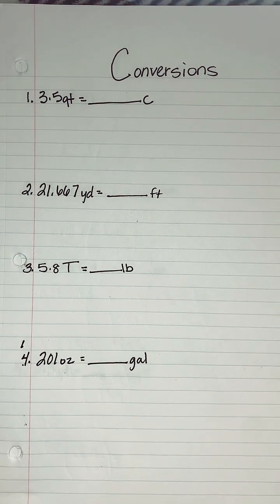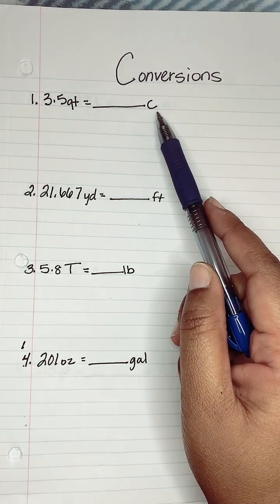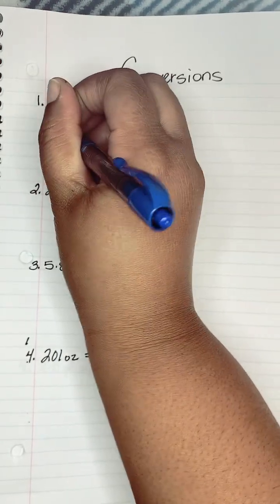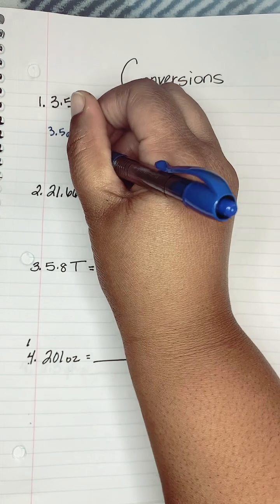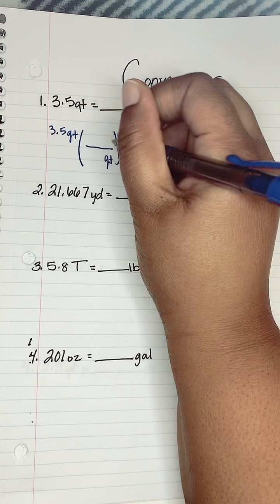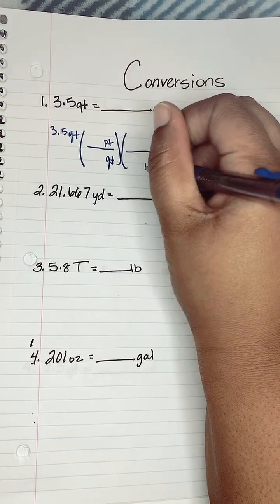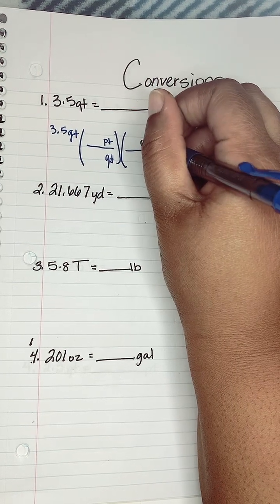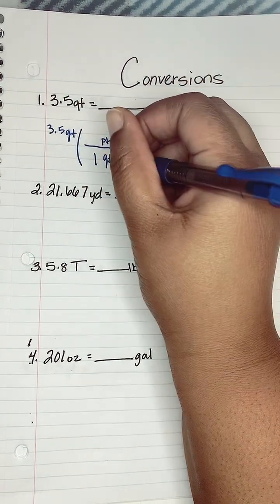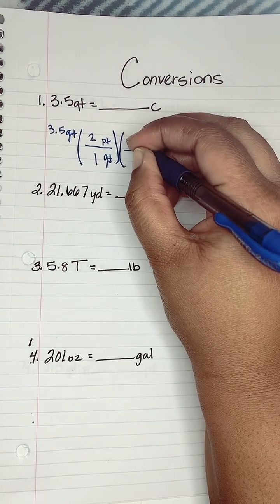Okay, so for number 1, we have 3.5 quarts equals how many cups? All right, so we're going to always start with our given, 3.5 quarts. Remember, we want the quarts to cancel. So we're going to go quarts into pints, and then we have pints into cups. We know 1 quart equals 2 pints, and 1 pint equals 2 cups.